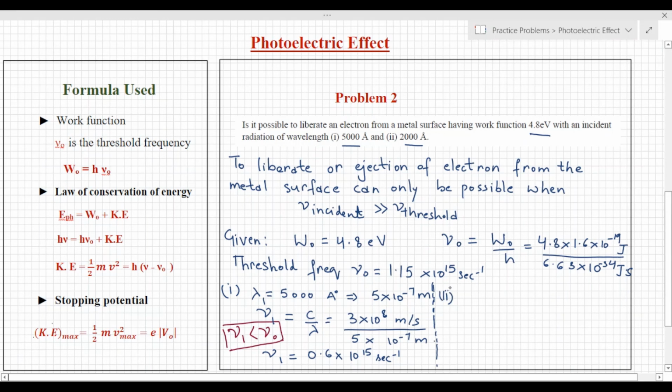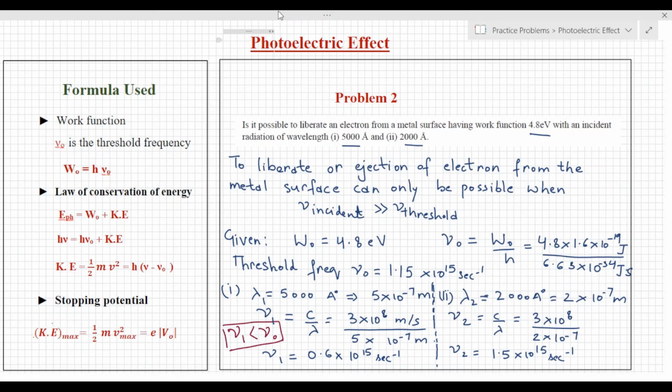Now let's see the second part of the question. The second part is lambda 2 equal to, suppose, 2000, which is given to you. 2000 angstrom is equal to 2 into 10 raised to the power minus 7 meter. So you can find out nu 2 again by c by lambda. When you substitute and get the answer, nu 2 is 1.5 into 10 raised to the power 15 per second.